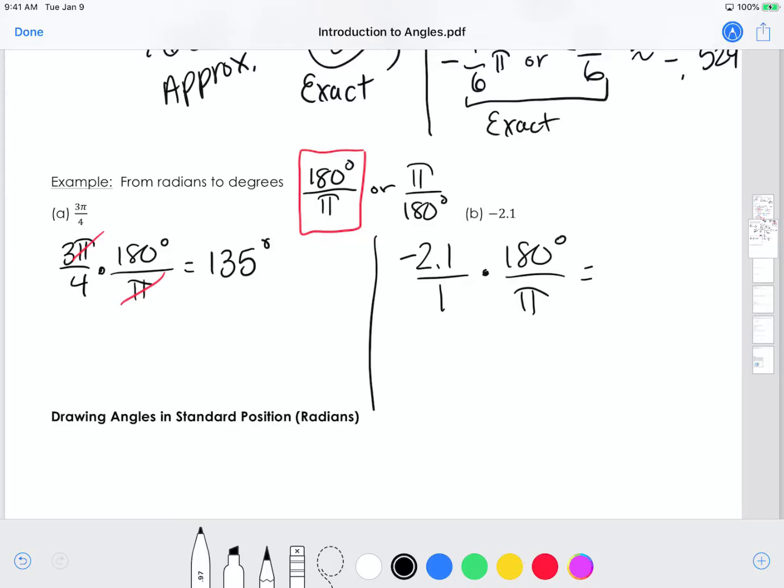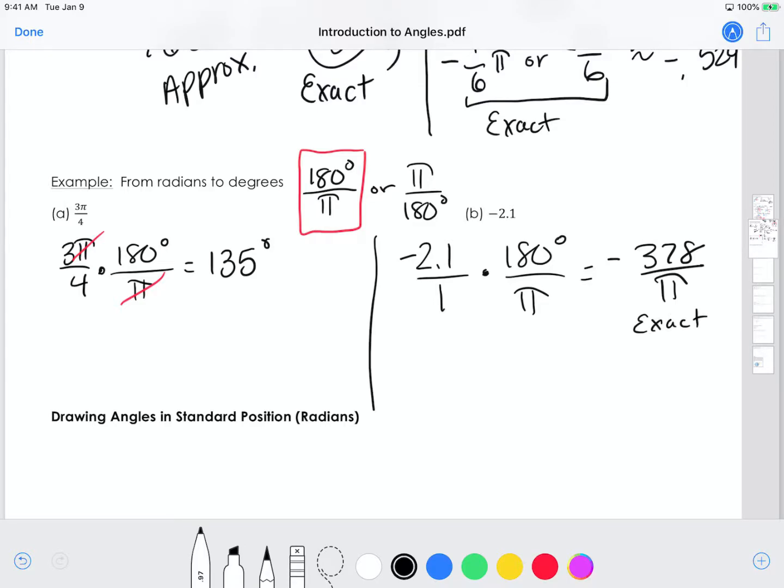So I'm going to take negative 2.1 and multiply by 180. That's going to give me negative 378. And then I'm going to multiply on the bottom 1 times pi, which is pi. Now this will give me my exact value.